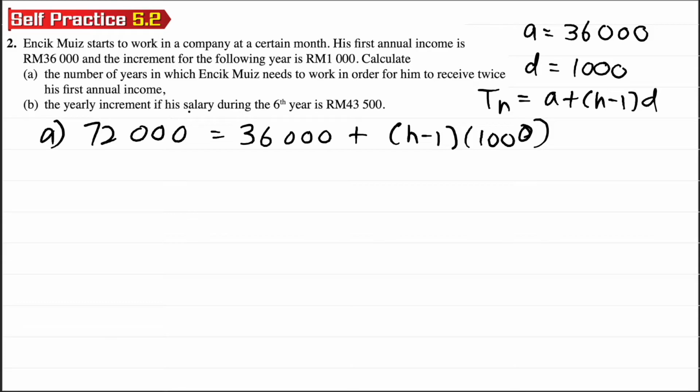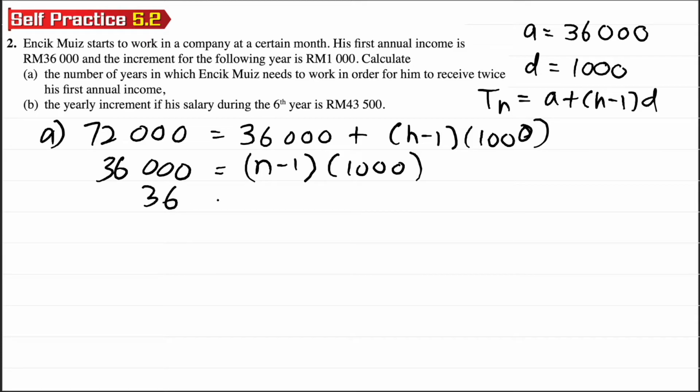So kita susun, kita akan dapat 36,000 dekat sini sama juga dengan N minus 1, 1,000. Bawa 1,000 sana, kita akan dapat 36 sama juga dengan N minus 1. So N is equals to 37 tahun. So dia kena kerja selama 37 tahun. Barulah dia akan dapat dia punya annual income dia double.